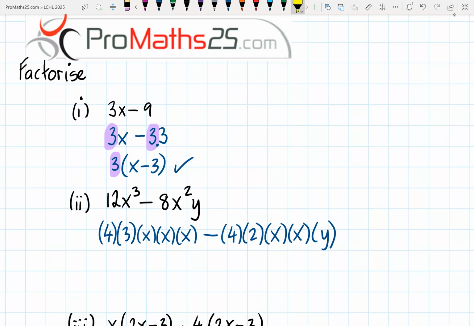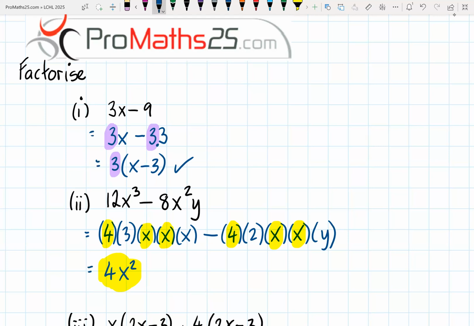Then the reason it's called the common factor is because we look for the factor that is common. So look, 4 is common, x is common, and there's a second x that's also common. And what we do then is we take out the common factor. So look at what's common, 4. And then x by x is x squared. So 4x squared is common.